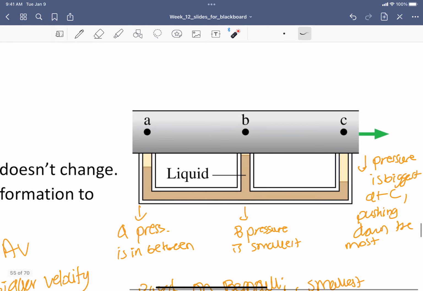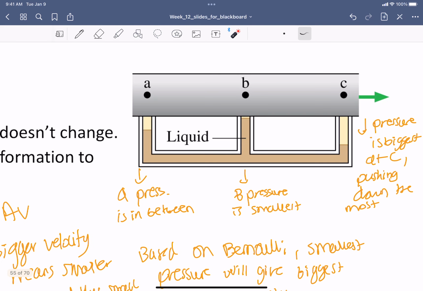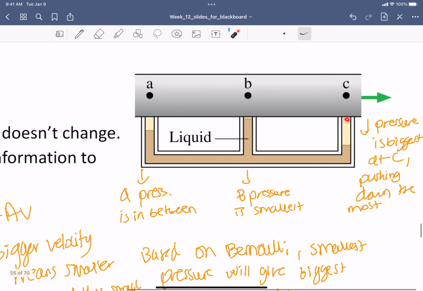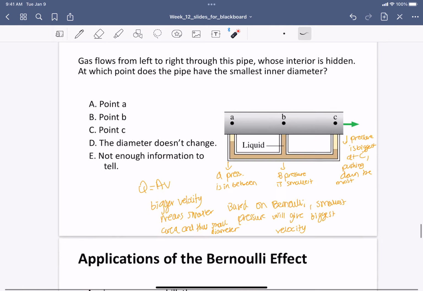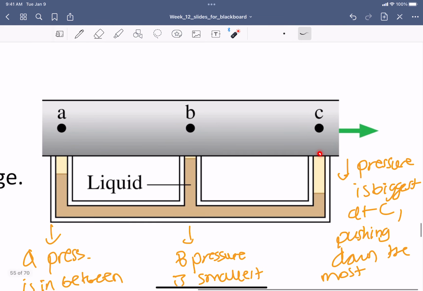Okay, so looking at these pressures first, the pressure here at point C is the greatest because it's pushing that liquid down the most. So this is more of a qualitative thing: just looking at how much each point is pushing the liquid down, right? It says gas is flowing from left to right. So if that gas pressure is greater than the liquid pressure, it's going to be pushing it down more. So we can see that the pressure at C is greater than the pressure at B and greater than A.